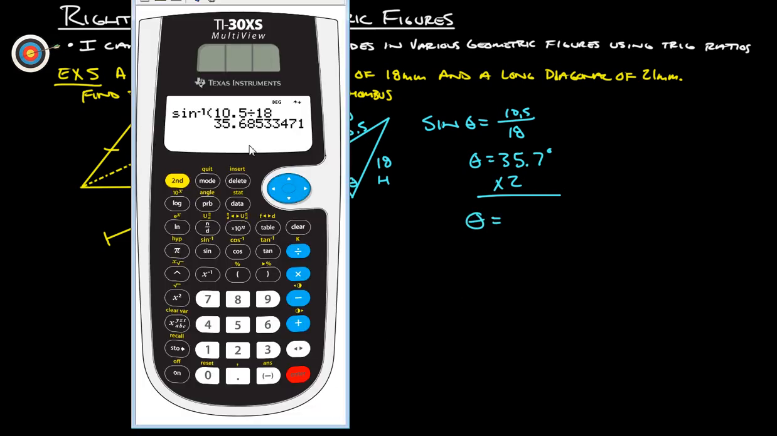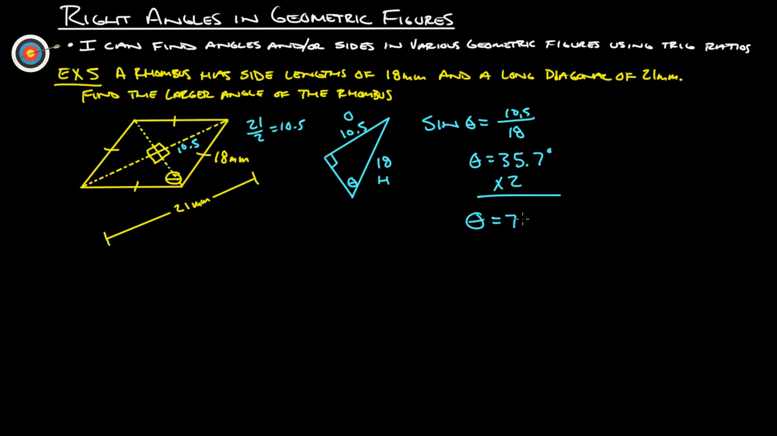So we will take our calculator. We already have the 35.7 there, so I'll just multiply it by 2 and then round our answer off, 71.4. So we get 71.4 degrees is the larger angle of the rhombus.